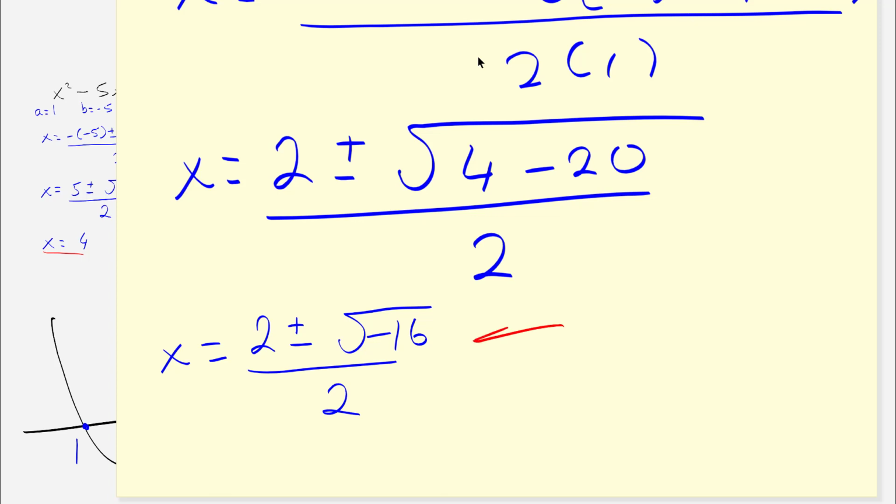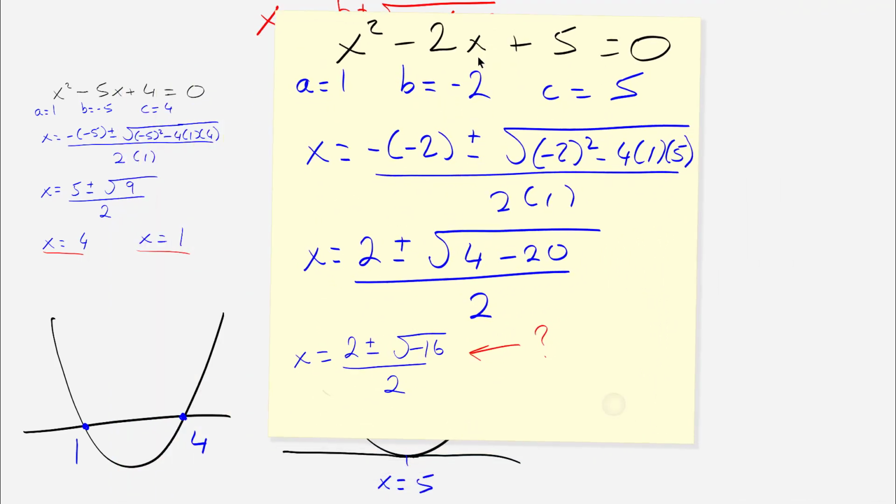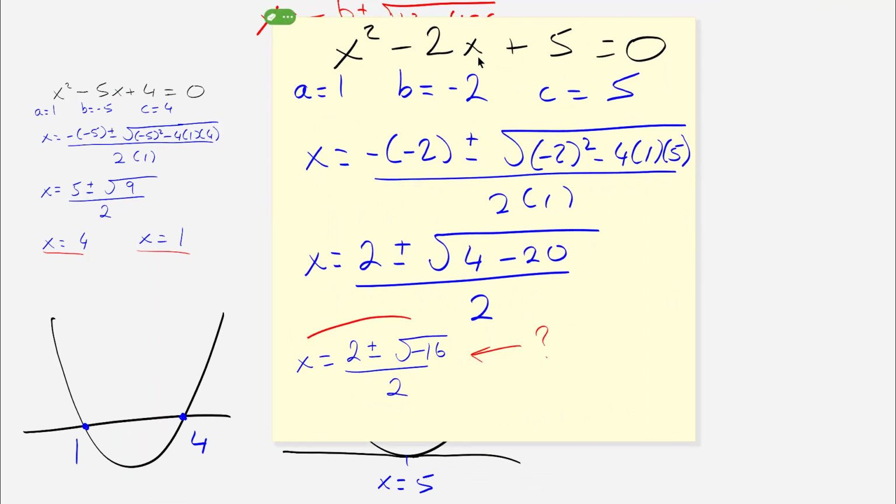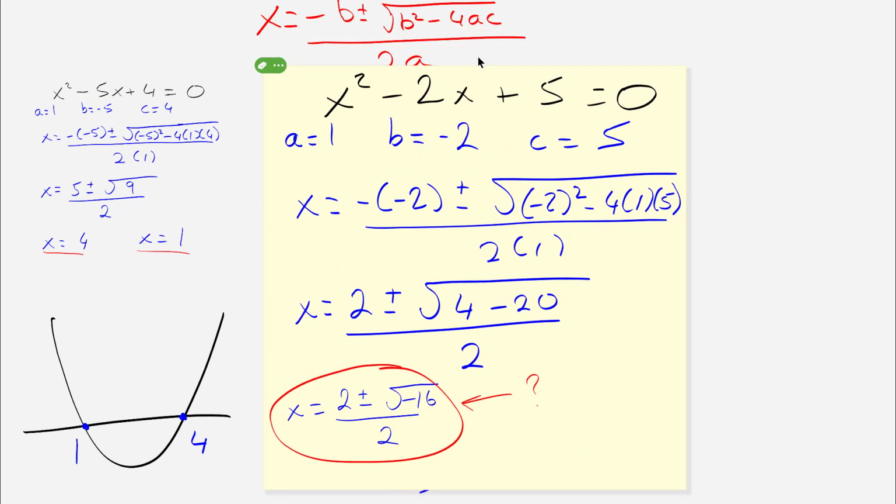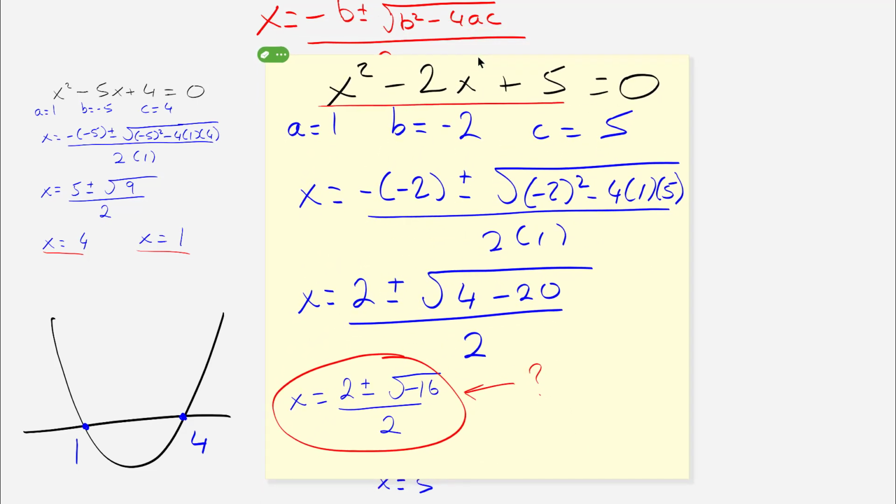Now what is the square root of minus 16? If we're sticking with real numbers, the square root of minus 16 doesn't exist. So that means we cannot complete this calculation. And remember, this calculation was trying to find the roots of this particular quadratic function, x squared minus 2x plus 5. Since we cannot complete the calculation, the roots of this function do not exist. So it has no roots.